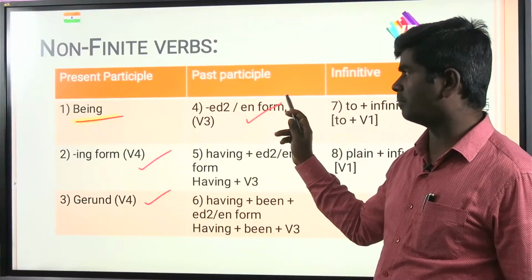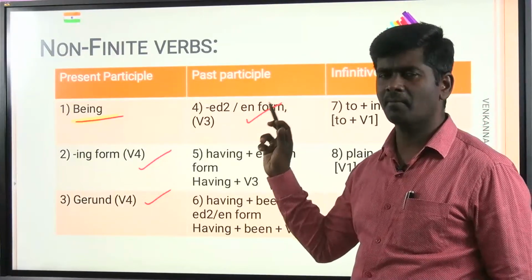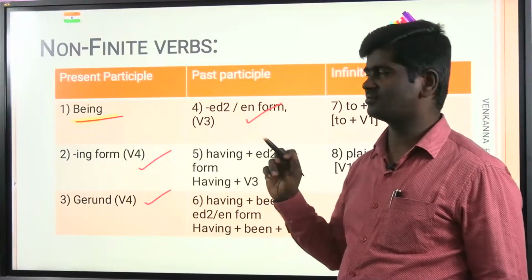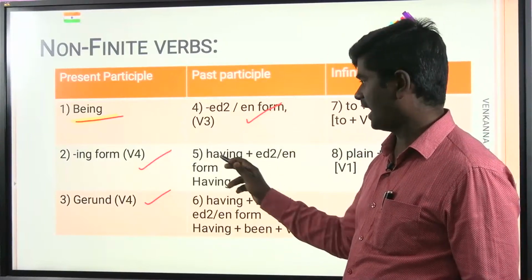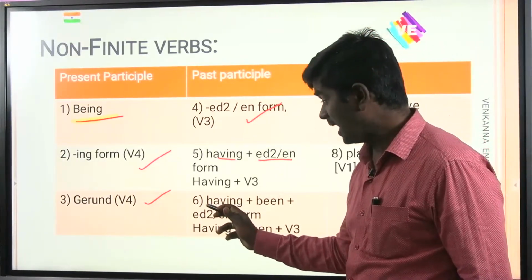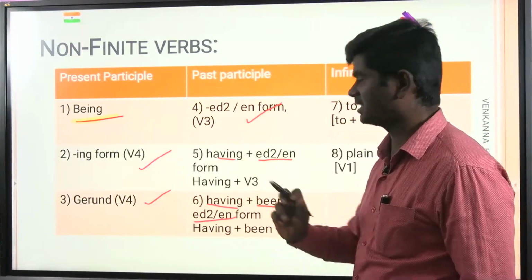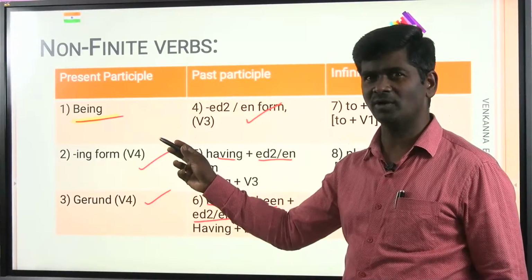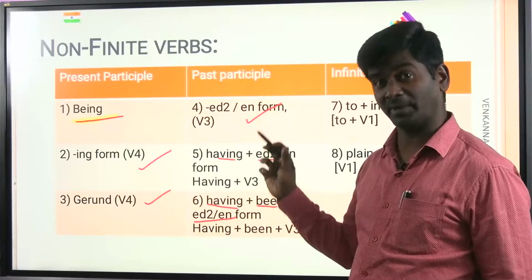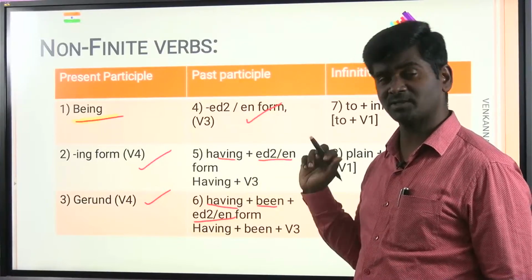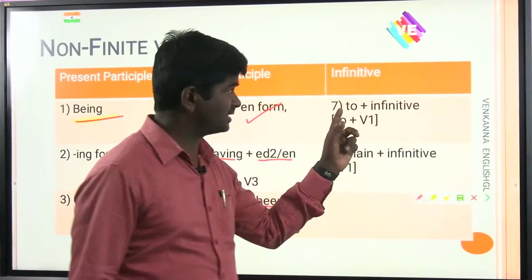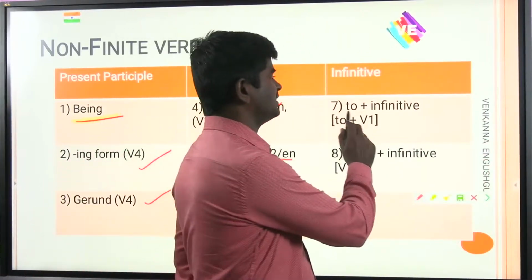Next, gerund is also nothing but present participle. Next, ed form or en form, which means past participle. So present participle, these 3, past participle, having plus ed form, having plus past participle, having been plus past participle. So being first, second ing form, third gerund, fourth ed form past participle, fifth having plus past participle, sixth having been plus past participle, and 7th one, to infinitive.